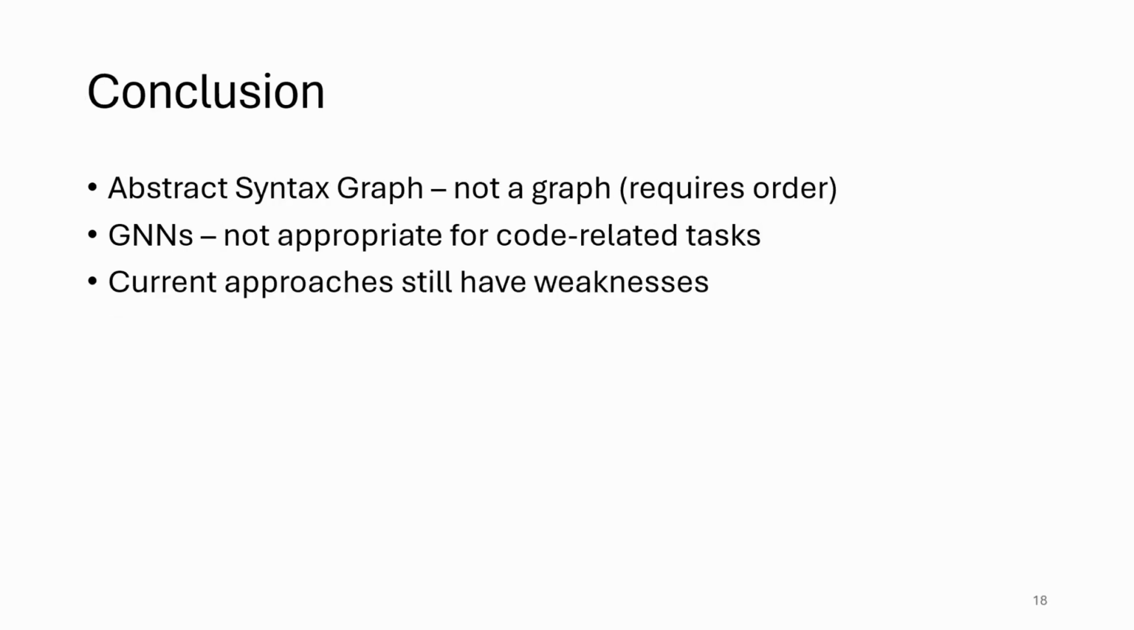And to conclude this approach, this concept of empty syntax graph, although it is a graph by name, in properties it's not. In a graph, there is no order in the nodes, while in this empty syntax graph, the order is everything, which allows the deserialization and serialization from and to code. And moreover, the graph neural networks do not seem appropriate for code-related tasks, since the order of the operations in code matters, and the graph neural network cannot consider this order of operations. But the current approaches still have weaknesses, and identifying them will always be the first step in finding their solution.